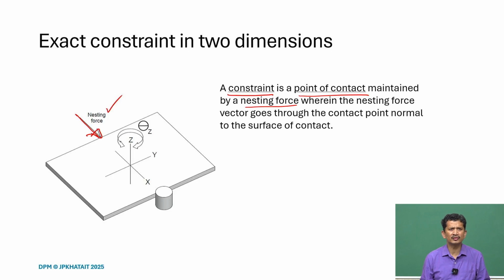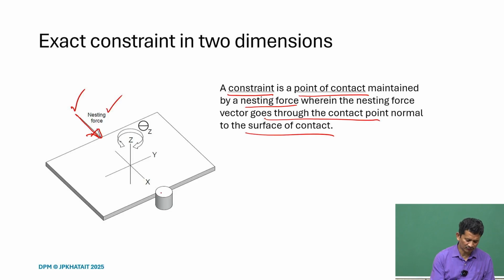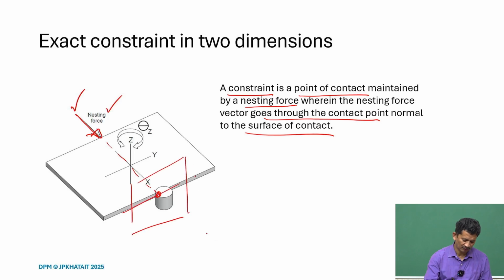So, what we always assume whenever we are doing this analysis is that there is enough nesting force so that the contact is always there, and so that we can do the analysis and tell whether it is an exact constraint design or not. The nesting force vector, its direction, goes through the contact point and is normal to the surface of contact. So, for instance, the contact will be somewhere here, and this is the normal plane we have, and this will be the reaction force to the contact.